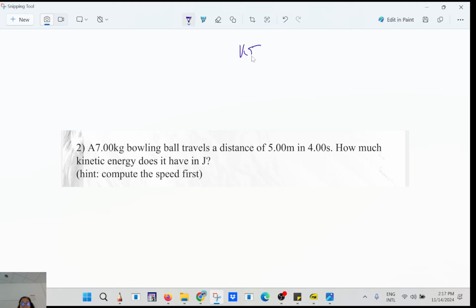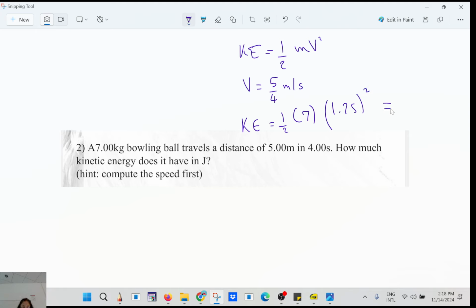So they want you to find kinetic energy, which is 1/2 mv squared. And again, the v is the speed. You are given the mass. How can you find the speed? Very good. It's meters per second, so you divide 5 by 4, and then you plug it in. 1.25, yeah, you're right. Square. 5.47. Okay, 5.5. All agree?